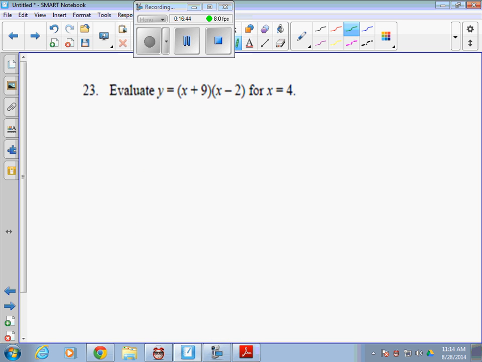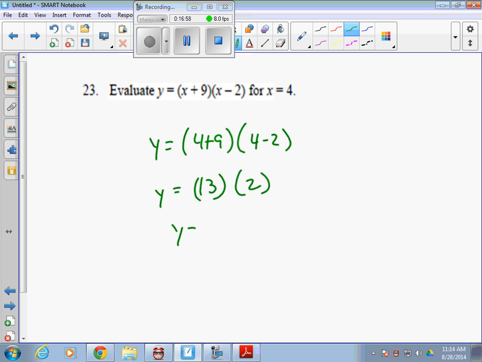23 says evaluate y equals x plus 9 times x minus 2 when x is 4. So y equals 4 plus 9 times 4 minus 2. Subbing them in. 4 plus 9 is 13 times 4 minus 2 is 2. Y equals 26.